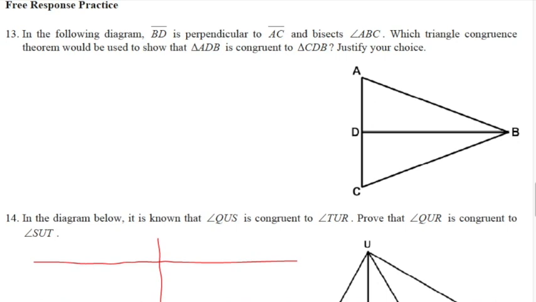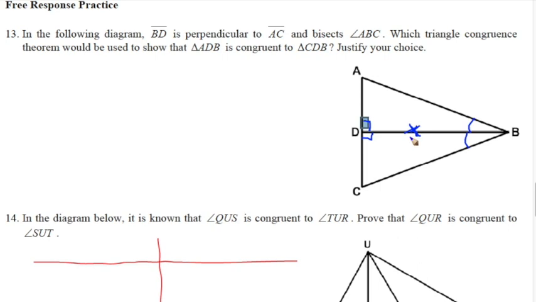In the following diagram, BD is perpendicular to AC, so I'm going to mark that with a box to indicate the right angle here, and another right angle here. It bisects angle ABC. This is ABC right here, the whole thing. So a bisector is meant to imply that it's been divided into two congruent angles. Which triangle congruence theorem would be used to show that triangle ADB, which is the upper one, is congruent to CDB, which is the lower one?